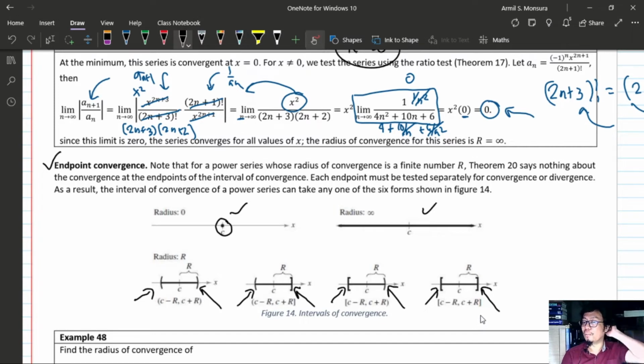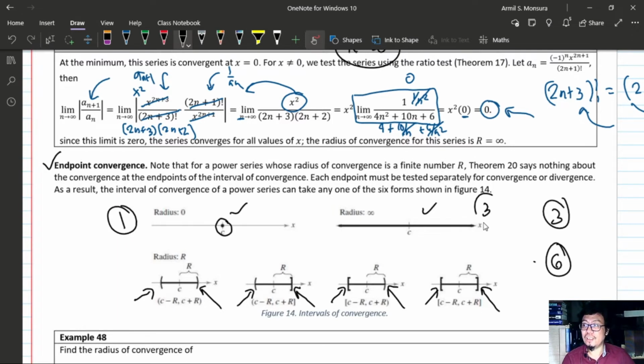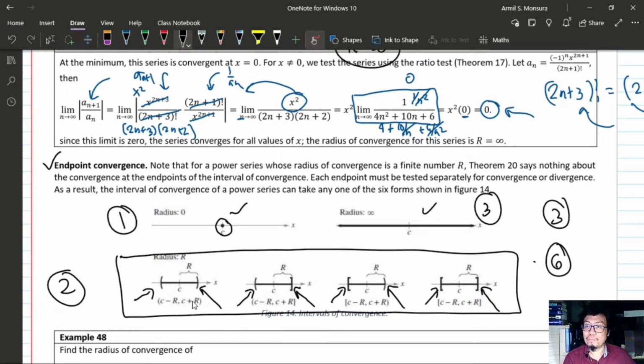Expanding on the possibilities of theorem 20, instead of specifying 3 possibilities, there are actually 6 possibilities for your convergence. So it's either stipulation 1 or stipulation 3 of theorem 20. These 4 possibilities are all under stipulation 2, where your series may or may not converge at the endpoints.